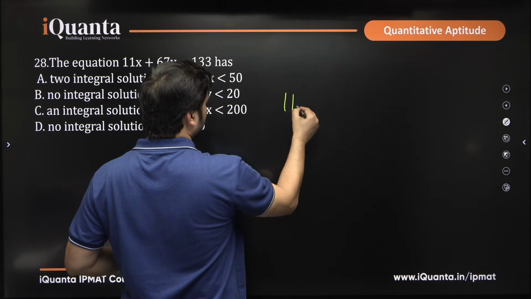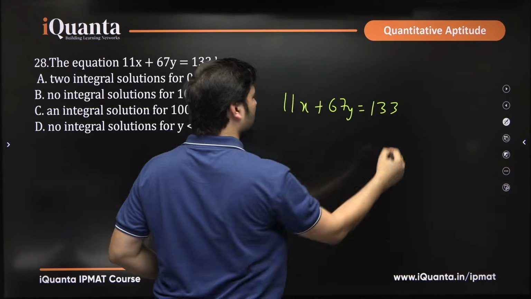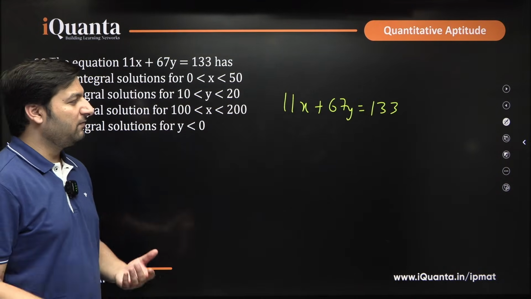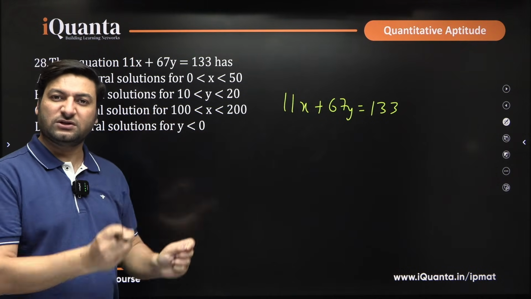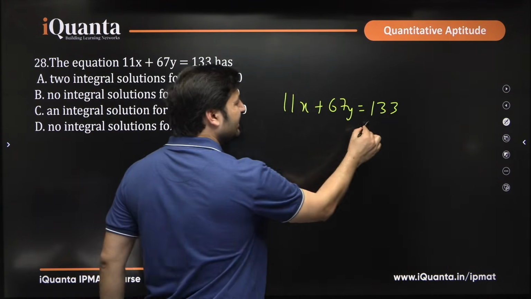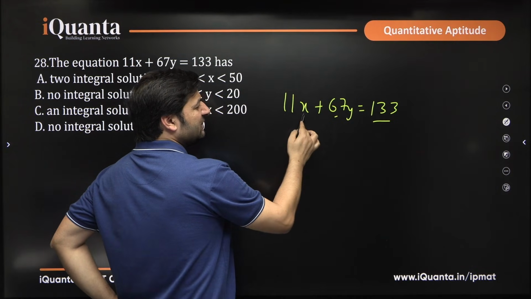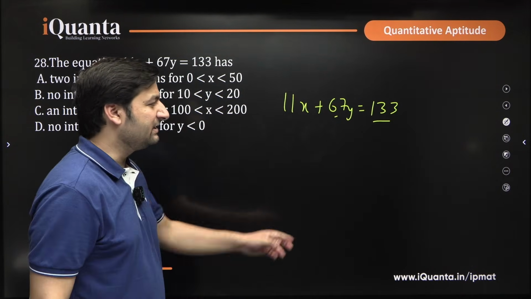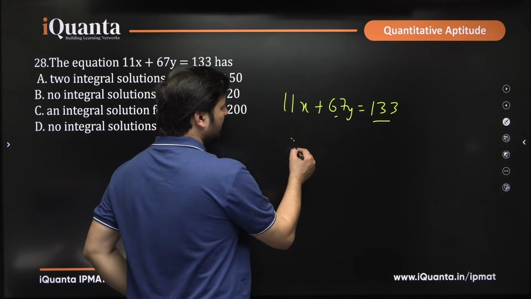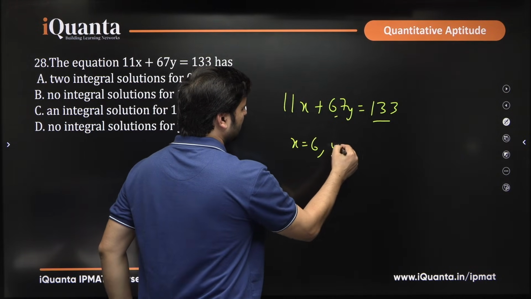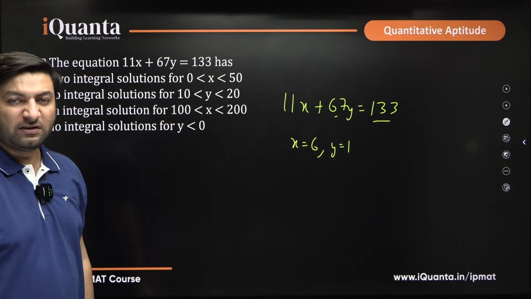This is 11x plus 67y. So in IPMAT, you just cannot win if you are only good at applying formulas, recalling things. Some sort of calculation should also be good, okay. What do you see? 133, here you have 67. Can you tell me any such value of x and y for which the sum is 133? Yes, 67 plus 66 will be 133, so you have to make this 66. That is possible when x equal to 6, y equals to 1. So x equal to 6, y equal to 1, the total will be 133, yes or no?